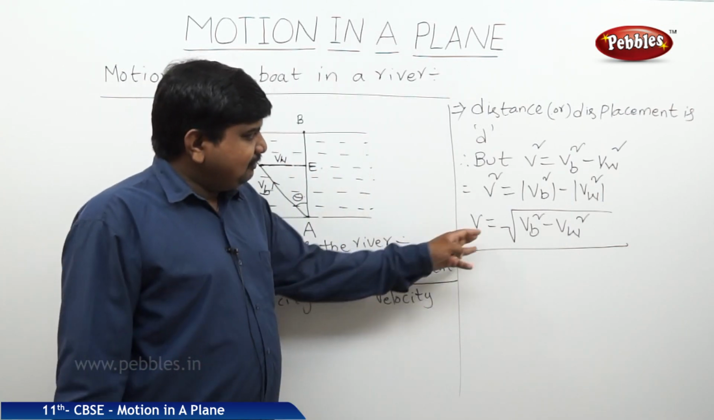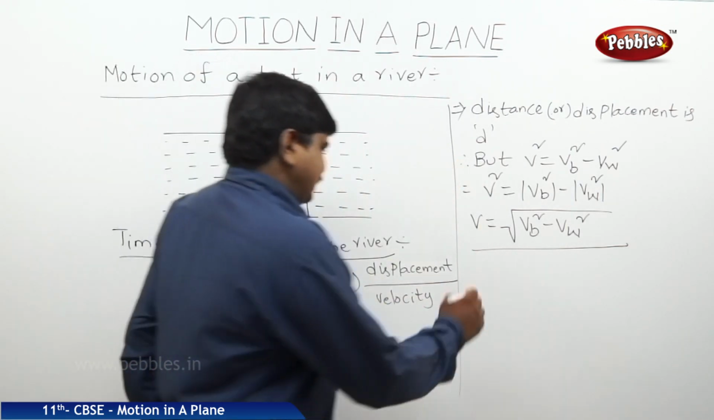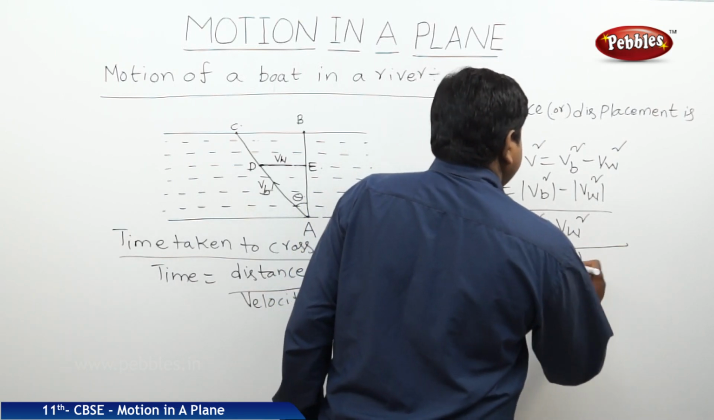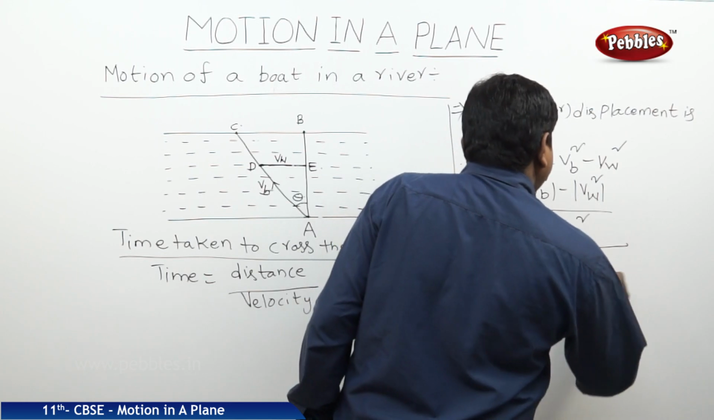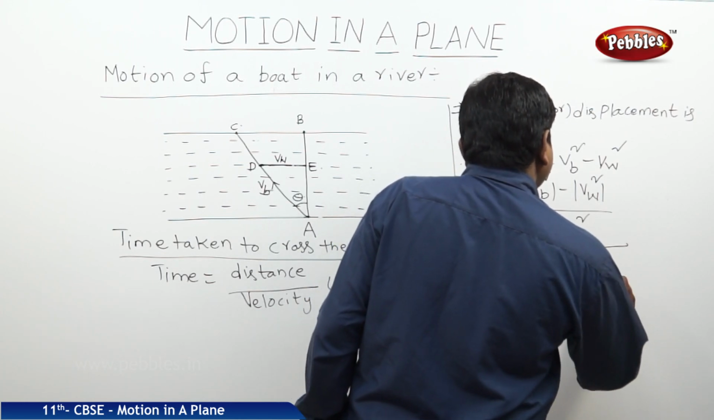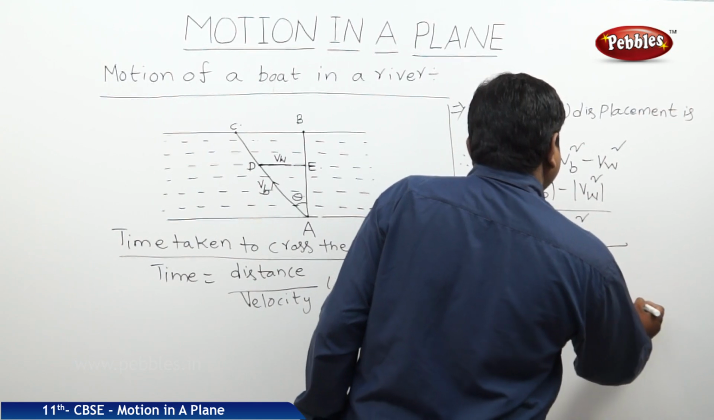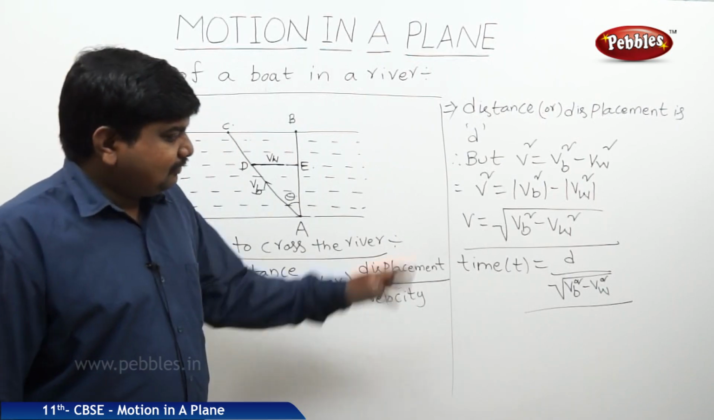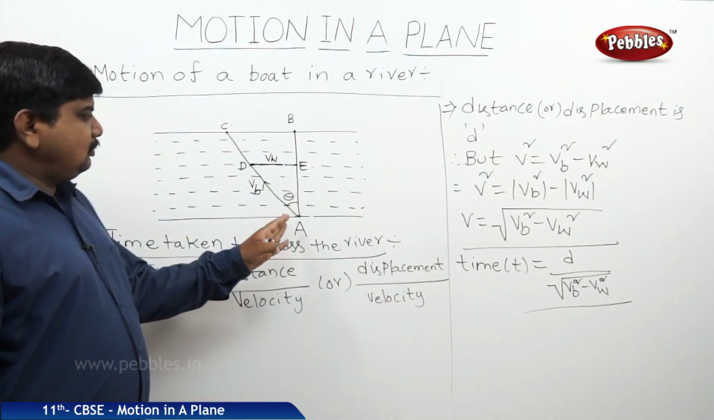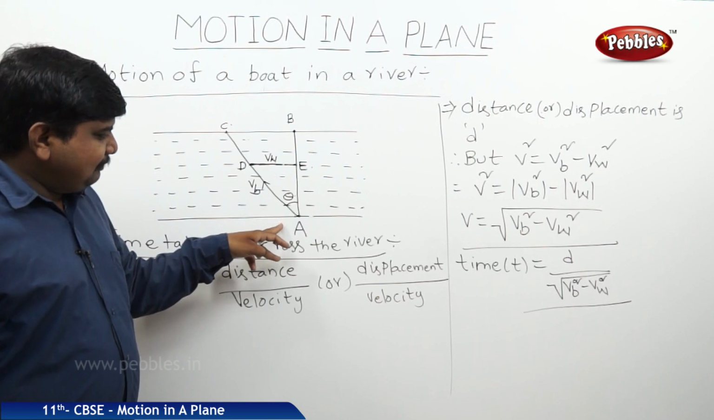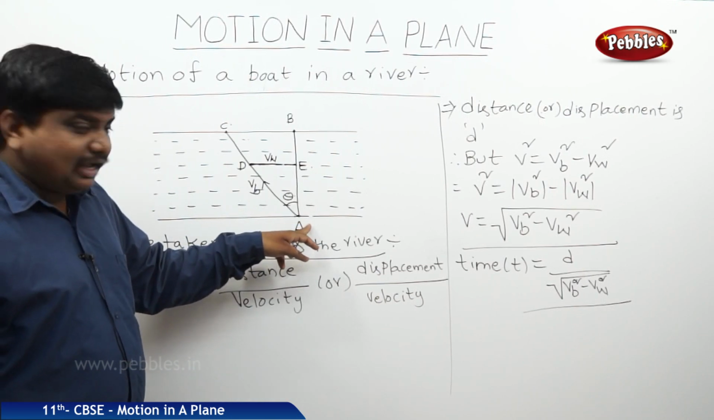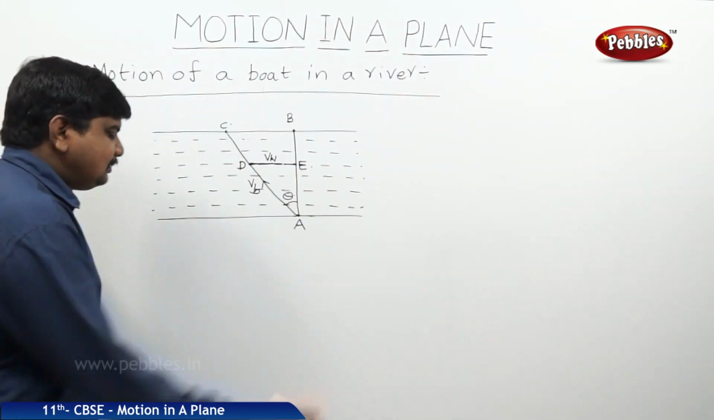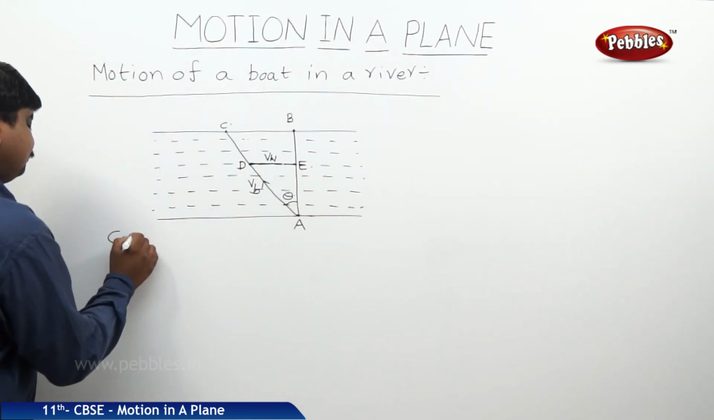Now we can substitute this V value in this equation. Therefore, time t is equal to d by square root of Vb square minus Vw square. Like this we can find out the time taken to cross the river, from one bank of the river to the other bank of the river. The next concept is crossing the river in shortest time.